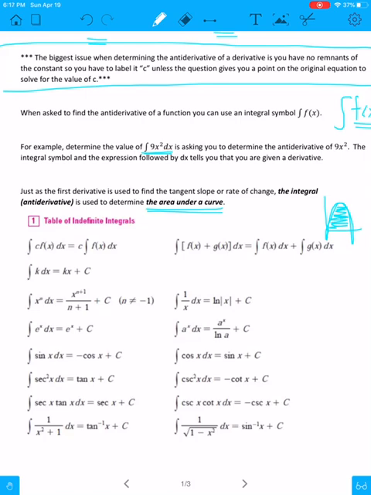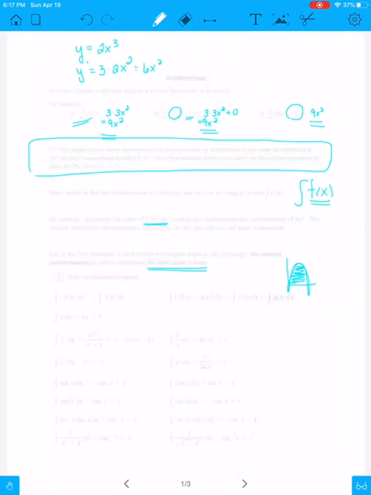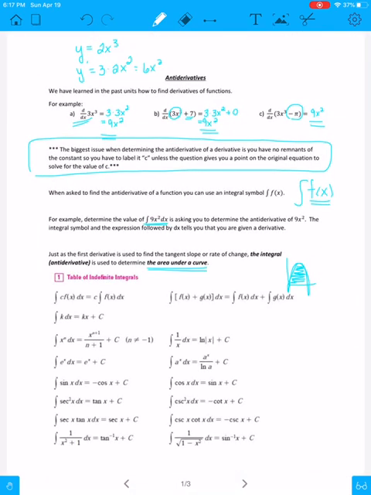So if I'm given the integral of c times f of x dx, I can take the c out and then just find the antiderivative of f of x. Okay? If I have k, which is just a number, like 7 or whatever, I would get kx plus c. And it keeps going on and on. So it gives you the list of all the antiderivatives that we're going to use. And we will deal with those as we go along. You'll see them. So this is a little helpful table that you can come back to.